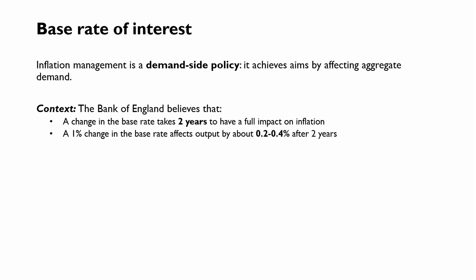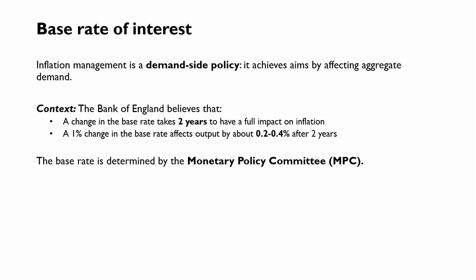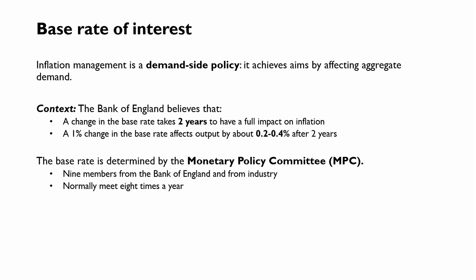Now, the base rate is set by something called the Monetary Policy Committee, and we need to be happy with these guys. This is a really good point to look at some context. You might want to go and look at the Bank of England's website. They've got loads of information on how the Monetary Policy Committee works. It's made up of 9 members, some from the Bank of England and some independent members representing different areas of industry. They'll normally meet about 8 times a year, and they consider a whole range of economic indicators, and they're trying to predict future inflation 2 years down the line in order to set the base rate now.